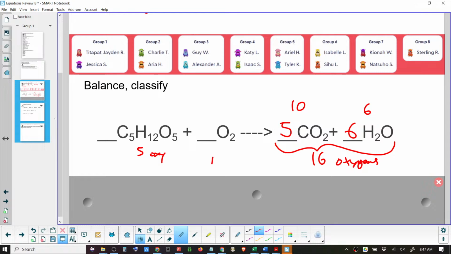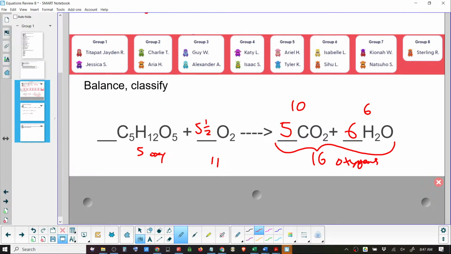We need 11 here, so that it adds to 16. 2 times what is 11? 5.5. Are we allowed to have this? No. But is it balanced? Yes. What can we do to get rid of the fraction?